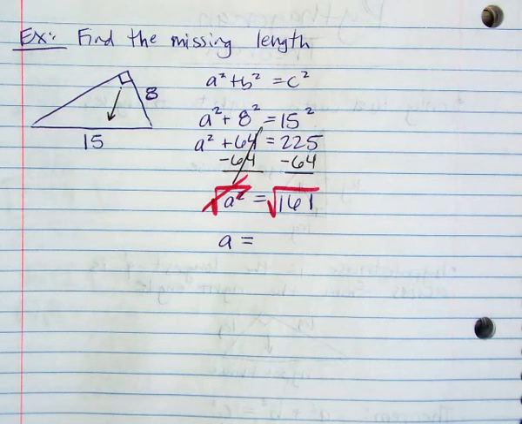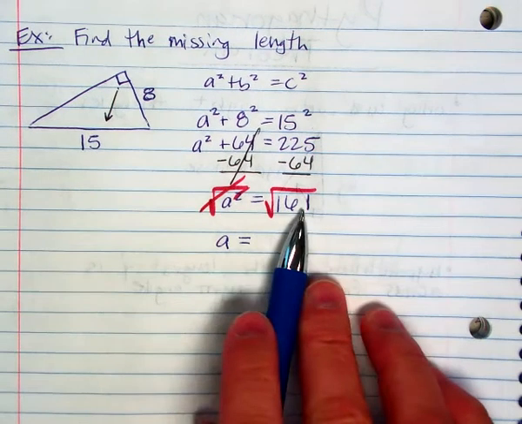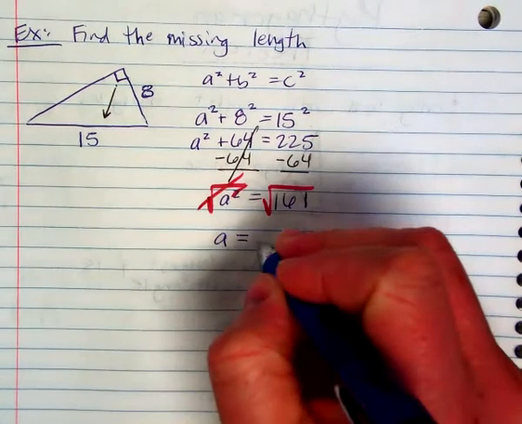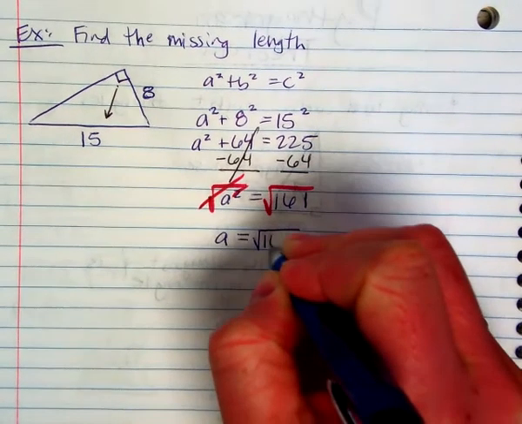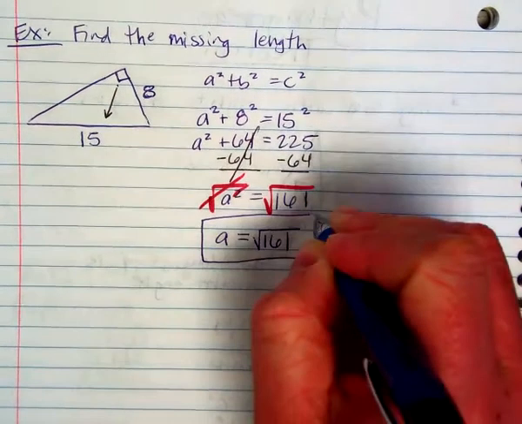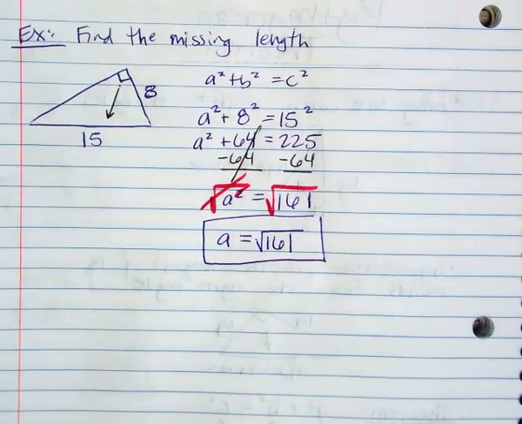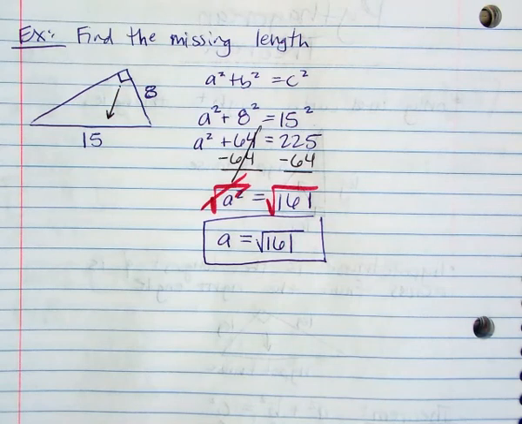For us, in this one, none of our square numbers fit into 161, so we will leave it exactly how it is. If it cannot be simplified, we leave it as the square root of 161.